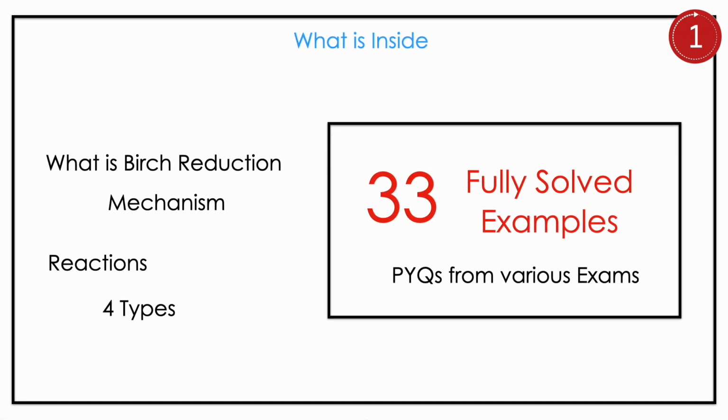Let us see what is inside this video. First, we will see what is Birch reduction and the mechanism behind the reduction reaction, the reaction types, and how Birch reduction reacts differently depending on how the reagent interacts with the other types of reactants. The four types, basically. More important, you will see 33 fully solved examples from various examinations. It will be very useful for you. Stay tuned.